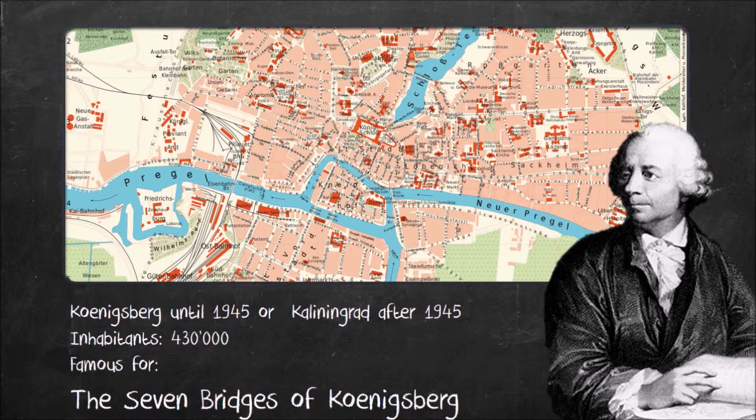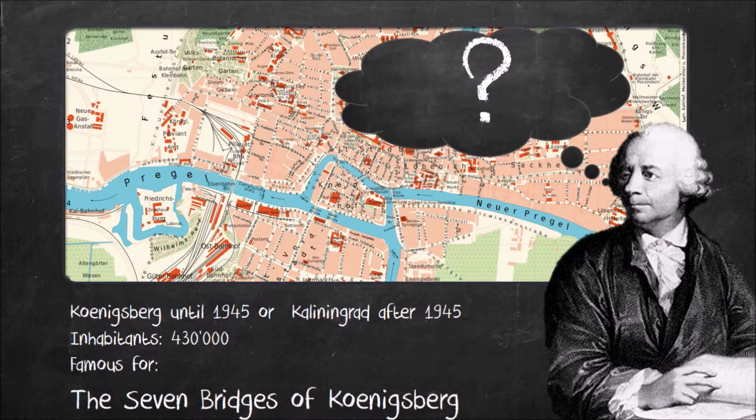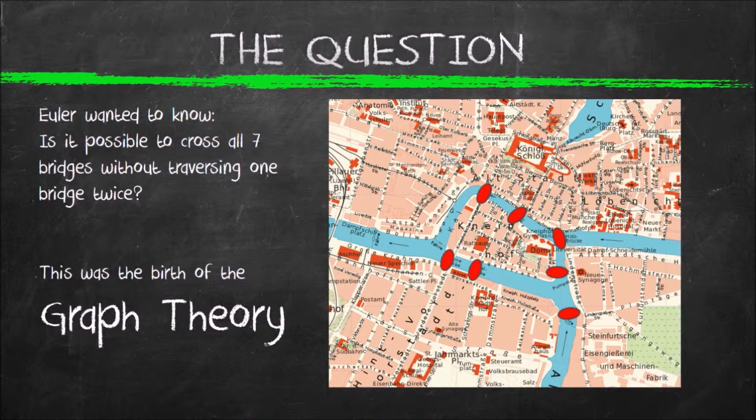He spent parts of his life in Prussia in a small town called Koenigsberg, today known as Kaliningrad in Russia. This town is famous for its 7 bridges. A river separates the town in 4 landmasses which are connected by these 7 bridges. One day, when Euler crossed one of the bridges, he asked himself an interesting question. Is it possible to cross all 7 bridges without traversing one bridge twice? This was the birth of the graph theory.